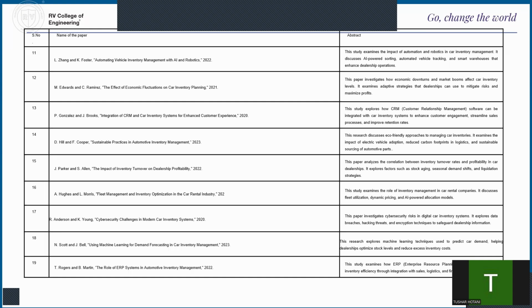Coming up on the next seven papers, paper 18 is about how machine learning techniques predict demand and supply.